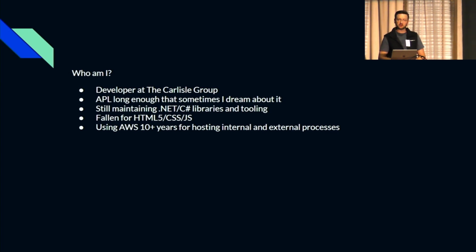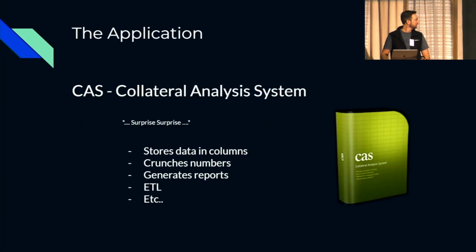AWS, we've been using it for 10 years now, probably longer internally for testing, and externally hosting some activation services which incorporate APL, C#, and our website now for our help. So very comfortable with it, and I also know the dangers of it, so I will comment on that. The main product which I work on is a Windows application. It's a collateral analysis system. It does what half of you do, stores data in columns, makes some numbers, produces some reports. Nothing surprising there.